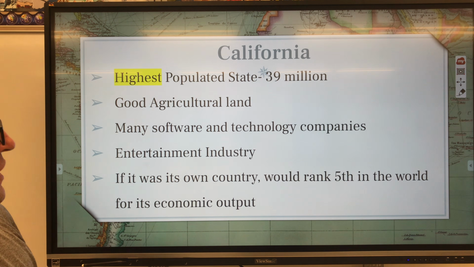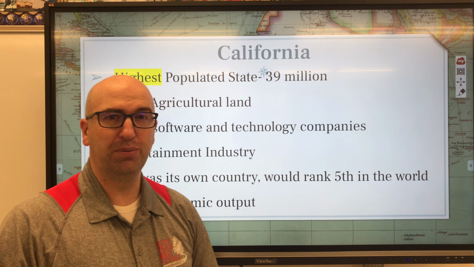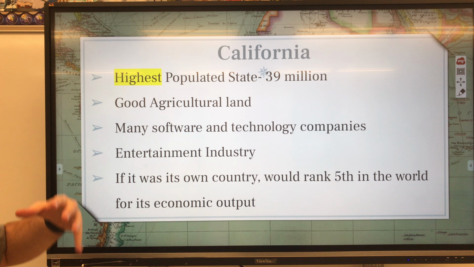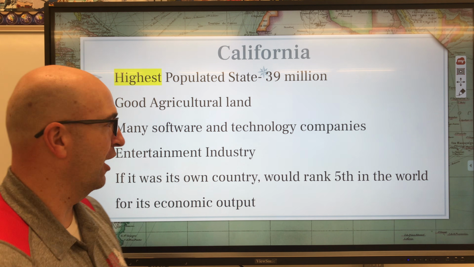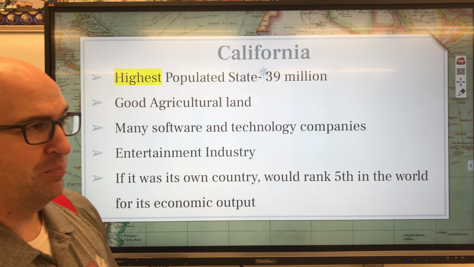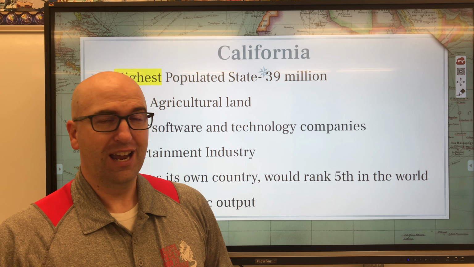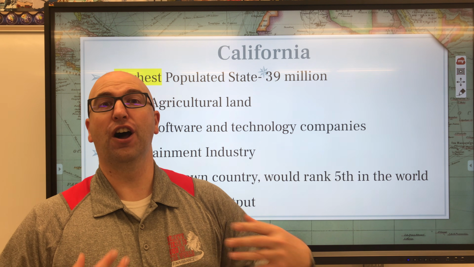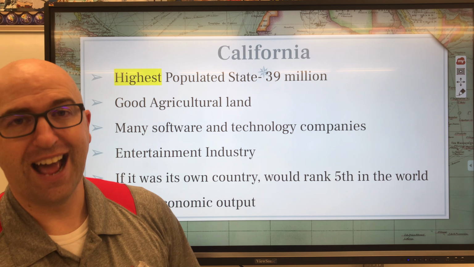In fact, California itself, we said, was the highest populated state in our country at 39 million people. And California has very good agricultural land in it. But California has a lot of technology companies located there as well. So it has a very good economy. If we had California set aside and we wanted to rank it as its own country, it would qualify as 5th in economic output in the world of countries. So it by far in our United States has the most economic output in our country.